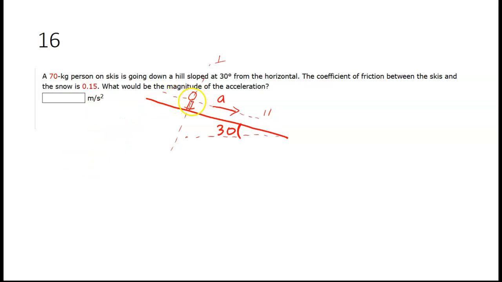I can still draw my forces the same way. I have the force of gravity, which acts straight down, the normal force, which acts perpendicular to that surface, and we do see that there is going to be a frictional force, which always acts parallel to the surface. So the only force that actually has to be broken into components that are parallel and perpendicular to the surface is the force of gravity.